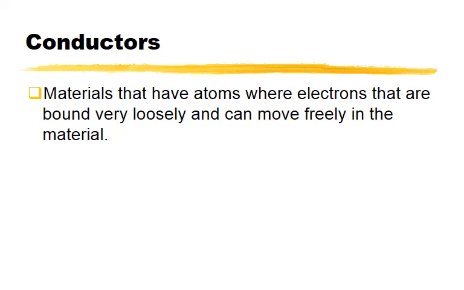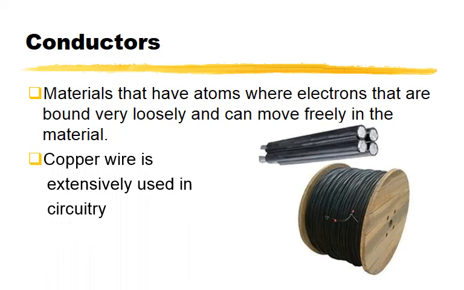So electrical conductors are where electrons are bound loosely and can move freely in a material. Copper is used extensively in circuitry, and there's a good reason for that. Copper is readily available, it's not expensive, and it's a good conductor.